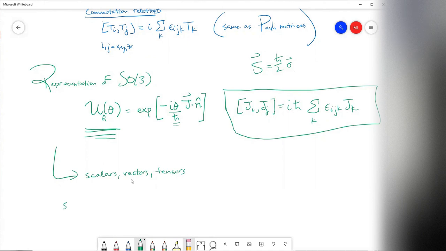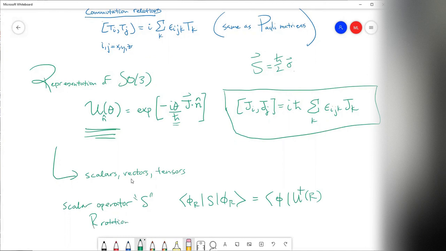So for instance, what would a scalar operator be? Call it S. What should it do? Well, on pretty solid grounds, its expectation value shouldn't change under rotations. So if we rotate the ket that we're taking the expectation value of, which we can also write as phi u dagger, now associated with that rotation, and R here is some rotation, like an n hat and a theta, some choice of n hat and theta, just shorthand notation for that, then this should be equal to this. That's what a scalar is.